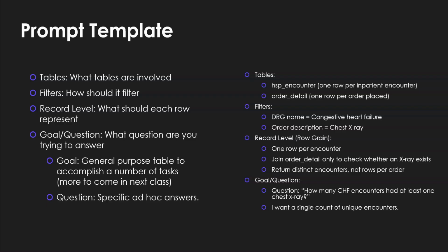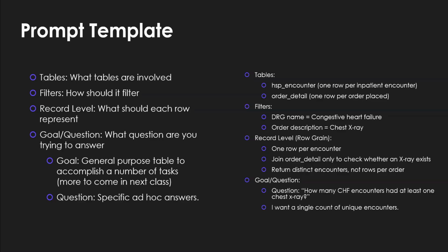And a final step to ensure that our group by is being done properly is a good goal question. My question is, how many CHF, or congestive heart failure, encounters had at least one chest X-ray? I want a single count of unique encounters. So that is steps 1 and 2, all right? That is the prompt template that's going to get you to generate and review the information.